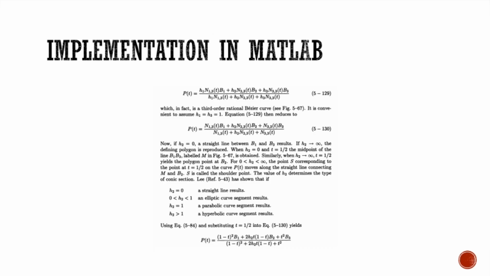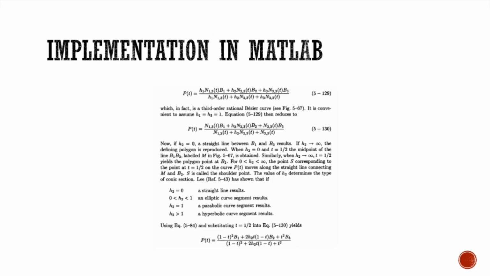The value of h2 determines the type of conic section. h2 equal to 0 is a straight line. 0 less than h2 less than 1, an elliptical curve segment results. h2 equal to 1, a parabolic curve segment results. h2 greater than 1, a hyperbolic curve results.